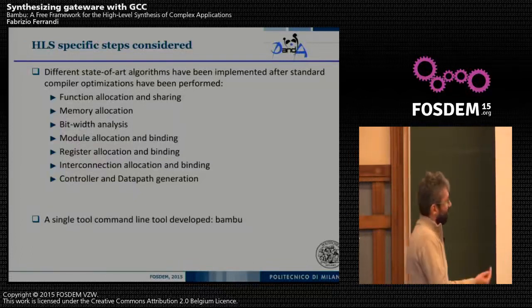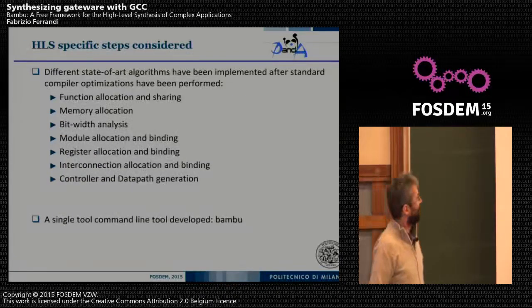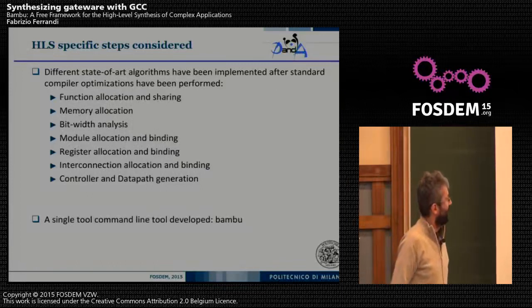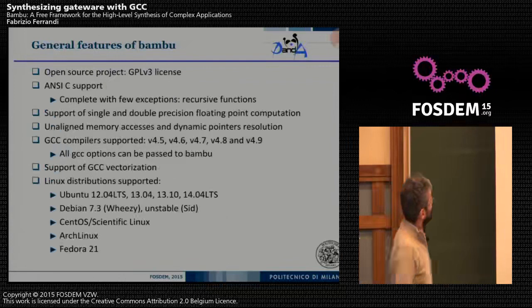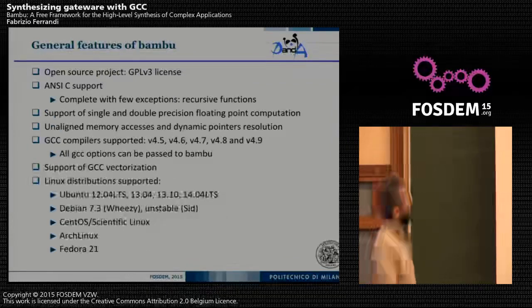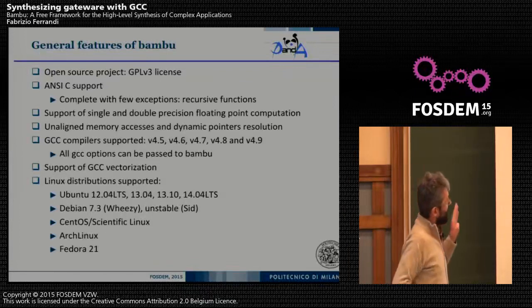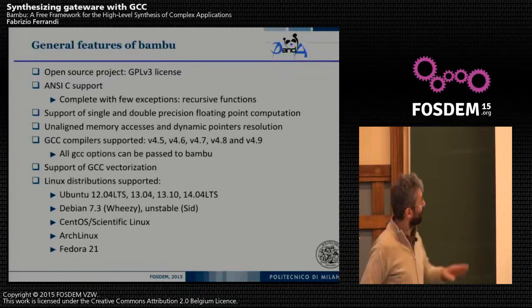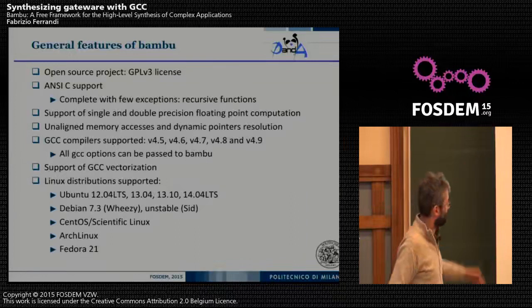At the end, we have a single command line tool that is able to start from a C description and generate VHDL and/or Verilog. This is the list of features. The ANSI C support is more or less complete. Obviously, recursive functions are not so easy to support. We support GCC from 4.5 to 4.9. There are a lot of distributions we support, from Ubuntu to Fedora.